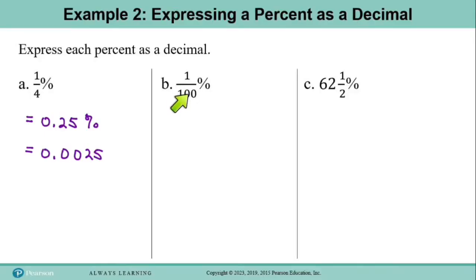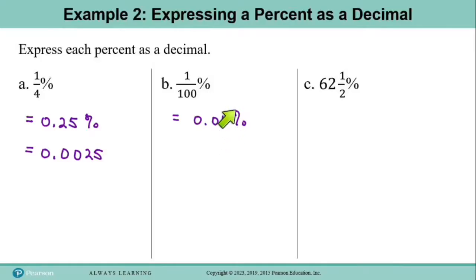So here we have 1/100th of a percent. The first thing to do is convert this fraction 1/100th to decimal form, and you might already know that that is 0.01, but again, if you did not know that this fraction is represented by 0.01, you could punch in your calculator 1 divided by 100 and it would give you the 0.01.